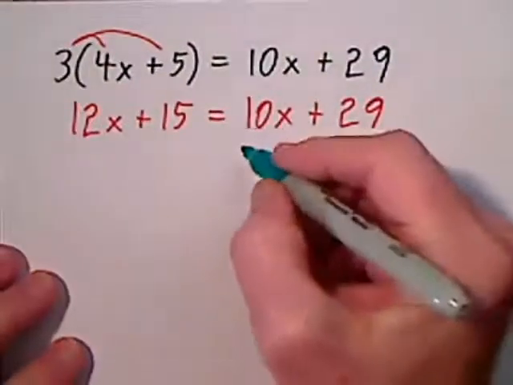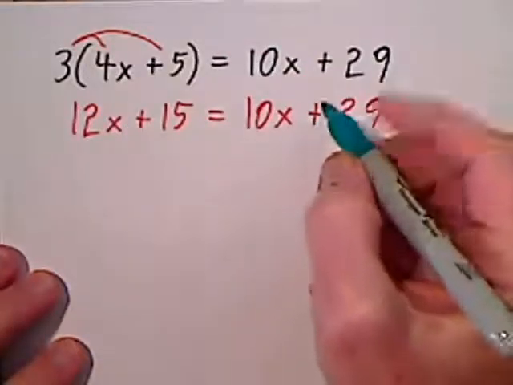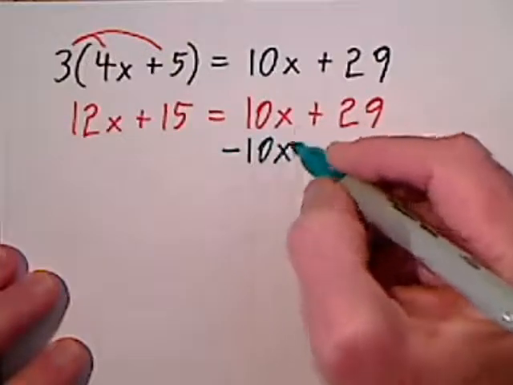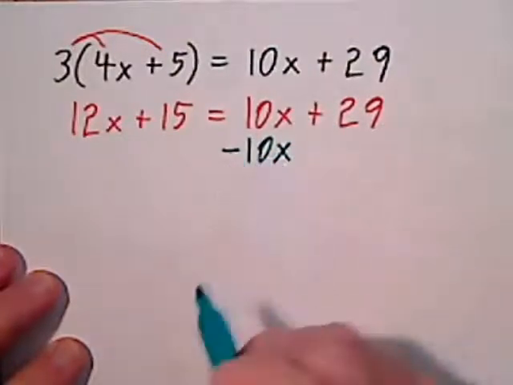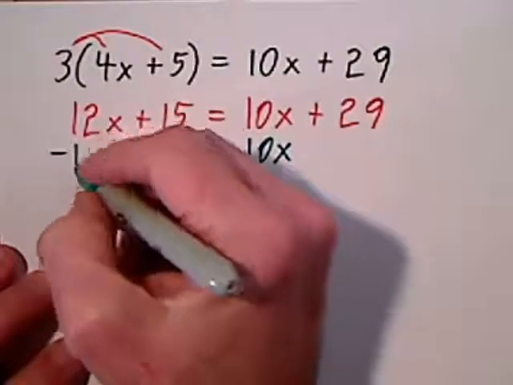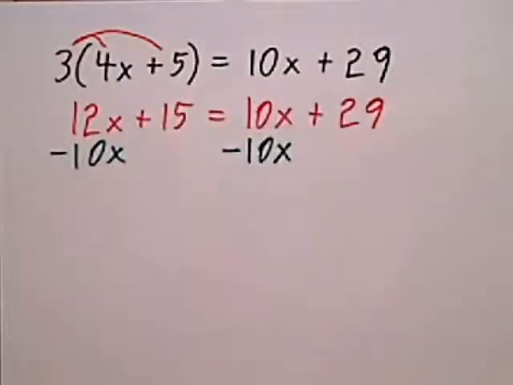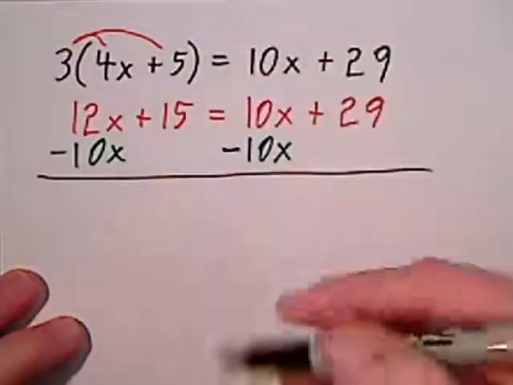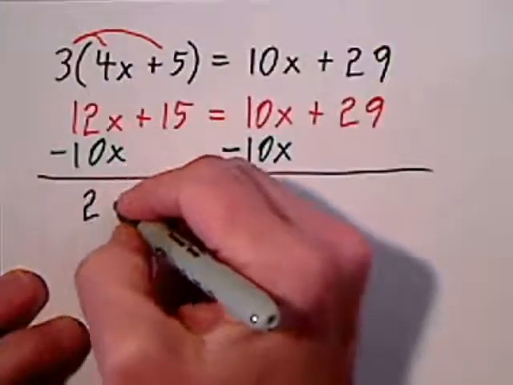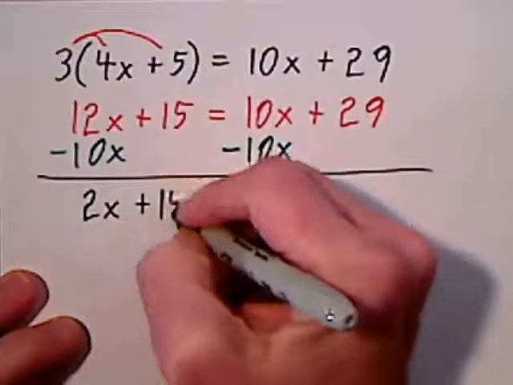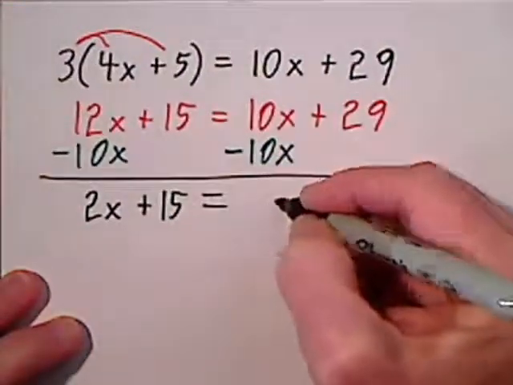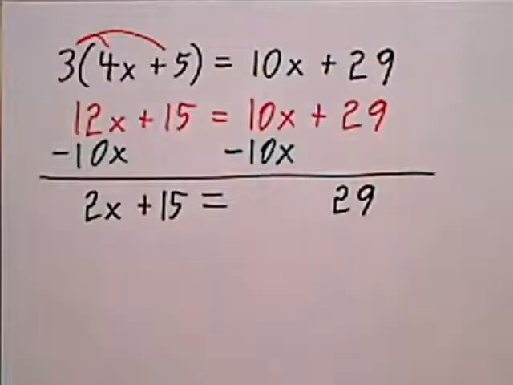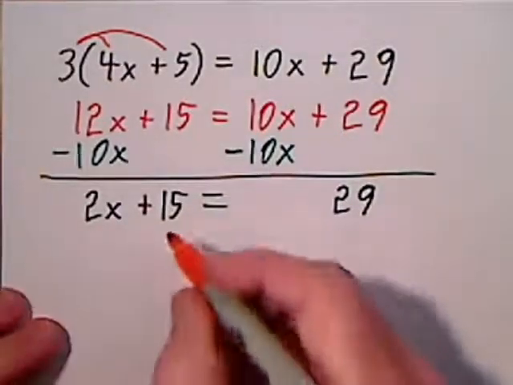I'm going to get rid of 10x. It's held by addition or subtraction, so I'll achieve the opposite operation by pairing it up with the same thing with the opposite sign. I draw a line under everything and bring down what's left. This gives us 2x, still have plus 15. That's a 0. You don't have to write it. Here we've got 29.